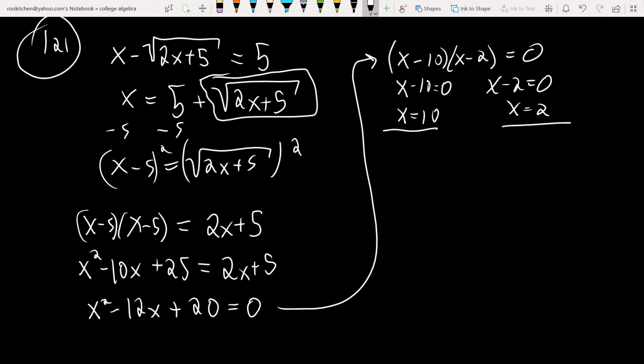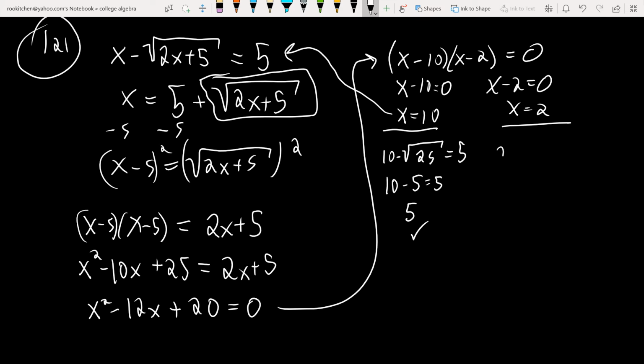So for x equals 10, I'm plugging 10 back into the original equation. Okay? So I'll have 10 minus the square root of 2 times 10 is 20, plus 5 is 25. And I've got to make sure that's the same as 5. So I have 10 minus square root of 25 is 5, and it seems like that one works. Okay. So I'll put a check mark there.